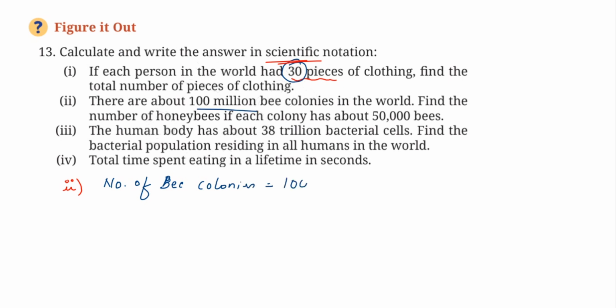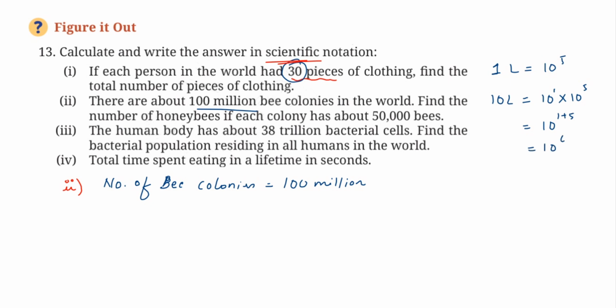Now million means 10 lakhs. In 1 lakh, we know there are 5 zeros, which is 10 to the power 5. Now 10 lakh means 10 times 10 to the power 5. Now here the power of 10 is 1. Bases are same, so add the powers. So 10 to the power 1 plus 5, which is 6. We get 10 to the power 6.